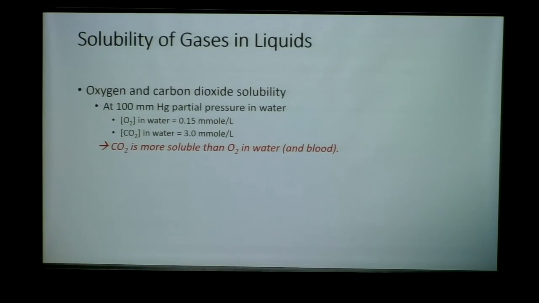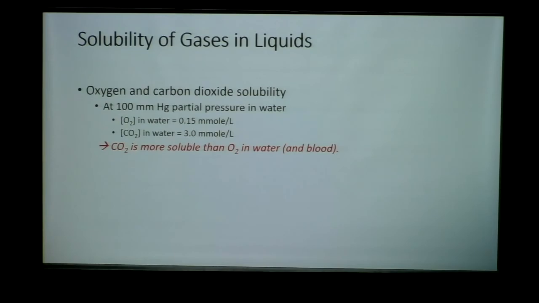Oxygen does not. And this is something we said already when we talked about blood in chapter 15. We said that oxygen is actually not very soluble in blood. And so what mechanism did we speak about that compensates for the fact that oxygen does not move around very well in blood?